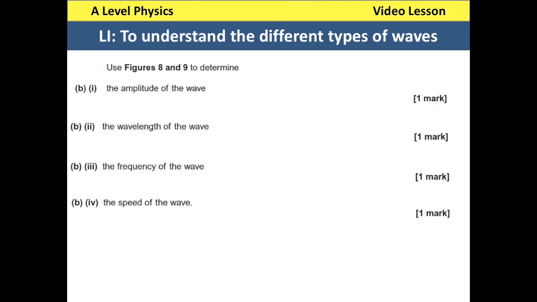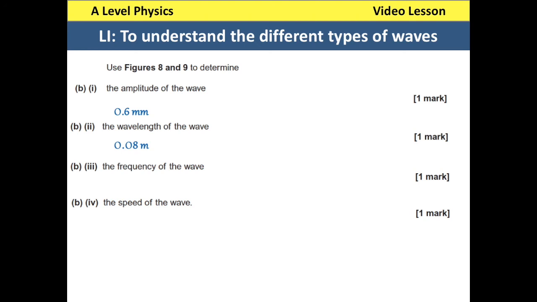So for B part 1, the amplitude of the wave comes out as being 0.6 millimeters. Okay, make sure you include a unit as part of your answer, please. B part 2 asked us for the wavelength. Now you need to make sure to work out the wavelength that you are using the graph that has the distance along the bottom and not the time. The wavelength will come out as being 0.08 meters.